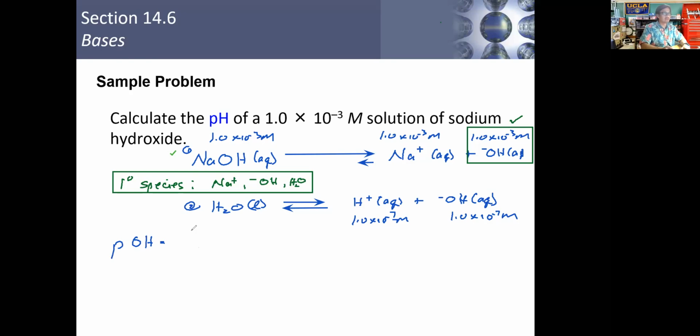So the negative log of the hydroxide ion concentration, which we do have right here. Once we plug this in, we can calculate the pH, because then we can just take our pOH and subtract it from 14. So let's solve for the pOH, and this is how we'll work it out. The pOH will be the negative log of the hydroxide ion concentration.